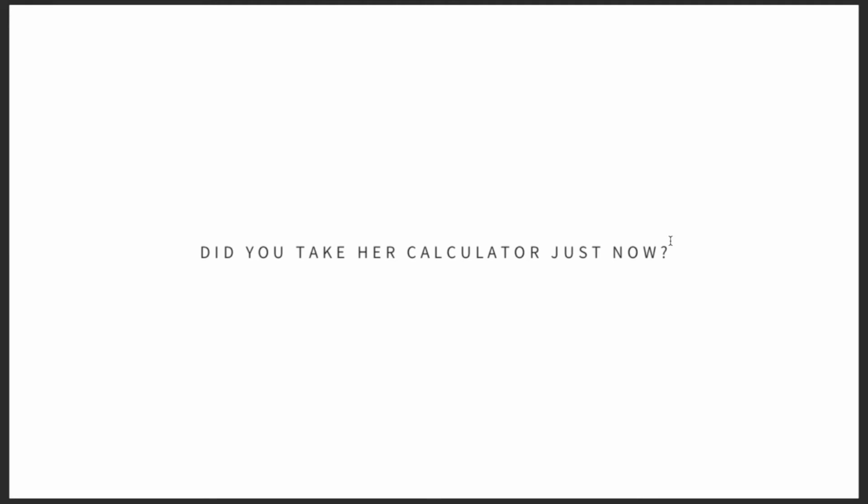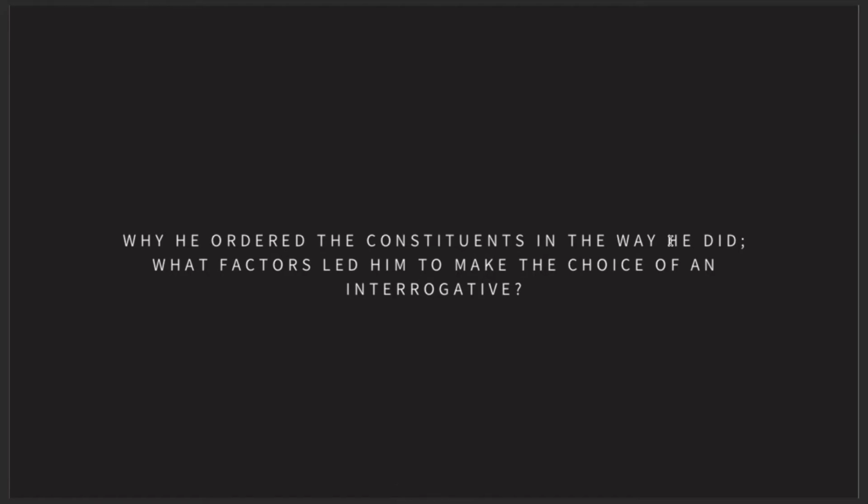So again, we try to make what we have perceived, what we have thought of, concrete by making it actualized. Thus we can ask, for example, why he ordered the constituents the way he did, what factors led him to make the choice of the interrogative, and so on. It means that if you view it objectively, you ask yourself, why did he order those constituents? Why did he put the finite particle at the first part of the syntax, preceded by the subject? Why not make it declarative? Why not make the subject the first item to appear in the syntax, then followed by the finite verb?